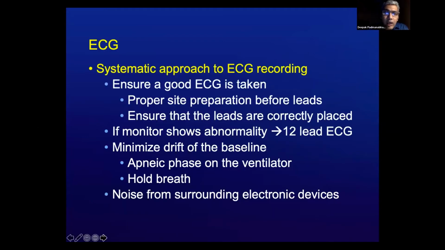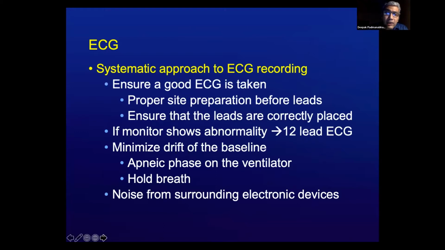When we are talking about ECG evaluation and arrhythmia detection, it's very critical that we have a systematic approach to ECG recording. The recording is as important as the interpretation. It's very important to ensure that a good ECG is taken, which requires proper site preparation before the leads are placed. And very critically, you need to ensure that the leads are correctly placed, especially in critical situations when there is a lot of stress.